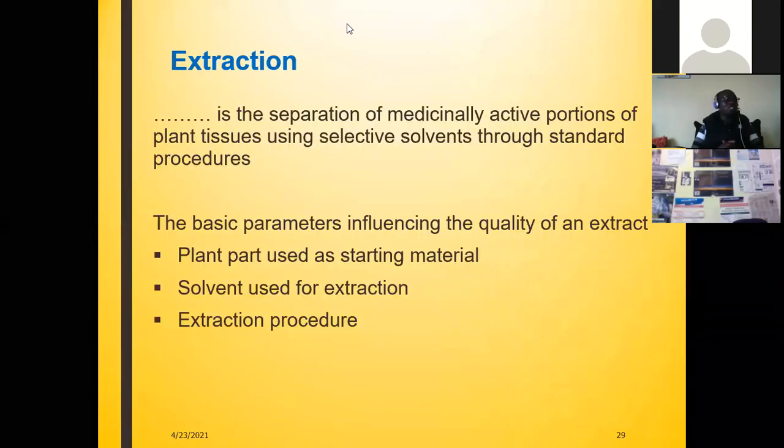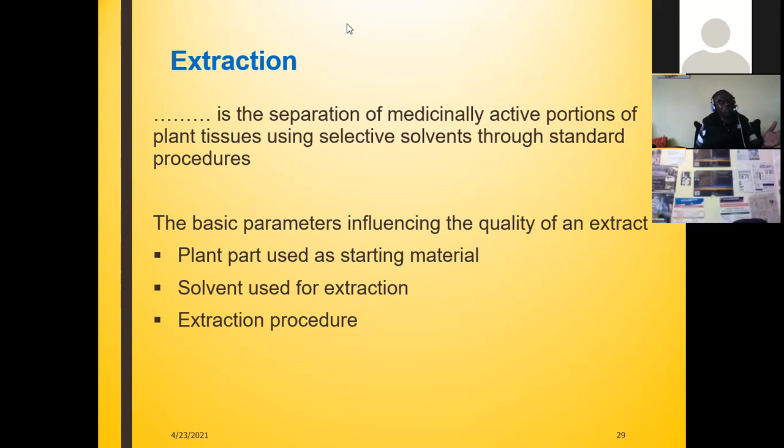I talk of extraction as a vital step in our phytochemical work. And this is where we do separation of the medicinally active portion of plant tissue using selected solvents through standard procedures. And the basic parameters that influence the quality of extract are the plant part that you are going to use, whether you are going to use the bark, the root, the flower, and so on and so forth. So that will influence the extract that you'll end up with. Then again, as I said, selection of solvent is very important. If you choose a wrong solvent, you are not likely to end up with the extract that you need.